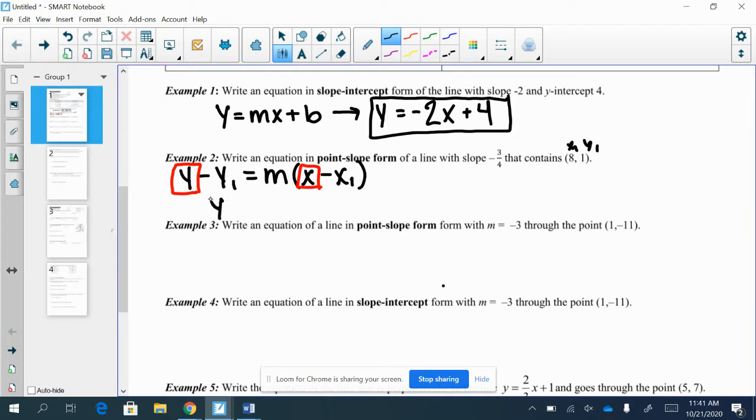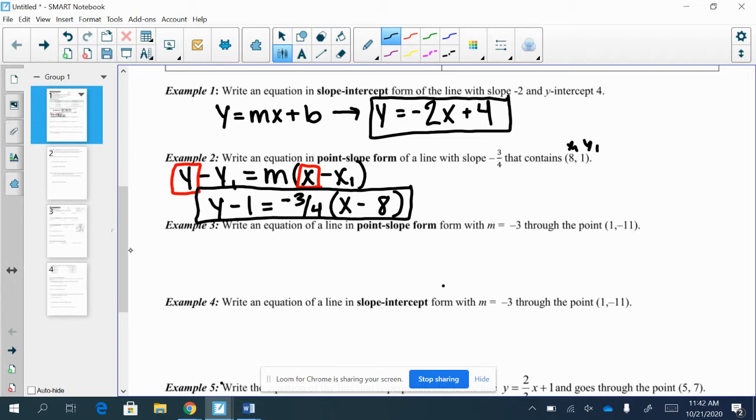So this becomes y minus, my y1 value is 1. My slope is -3/4. And then x minus 8. And they want us to leave it in point-slope form, so we're good. Now, kind of my rule of thumb is unless I tell you otherwise, you should always simplify it into slope-intercept form. So unless I tell you to leave it in point-slope form, you should always simplify.